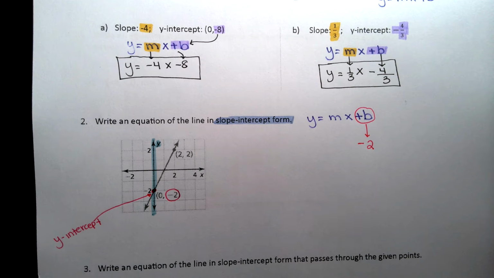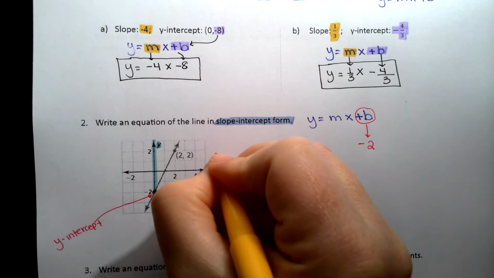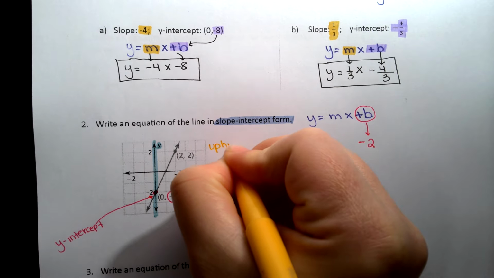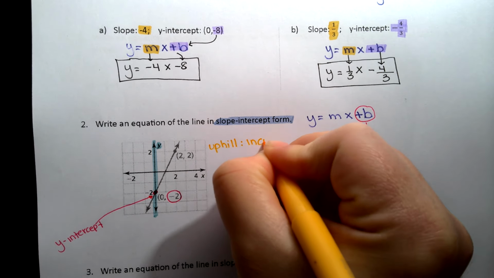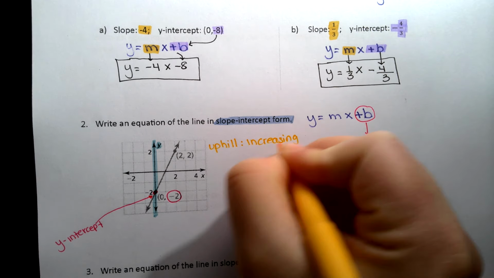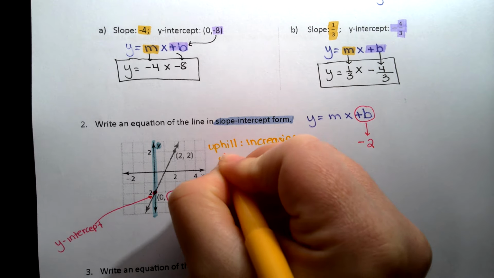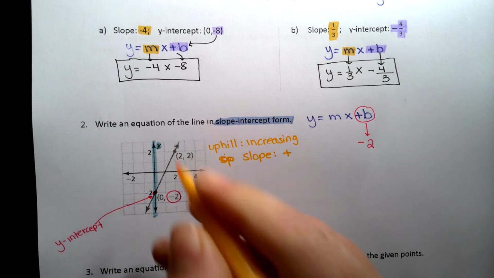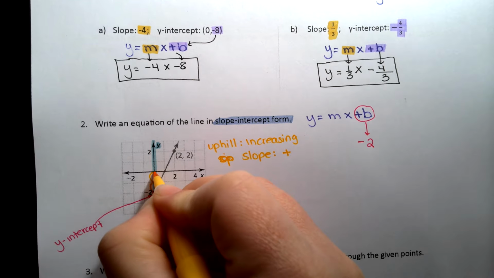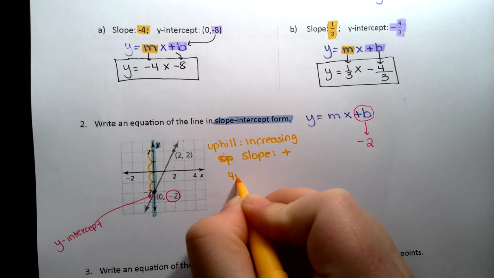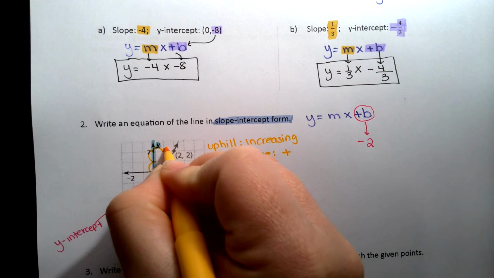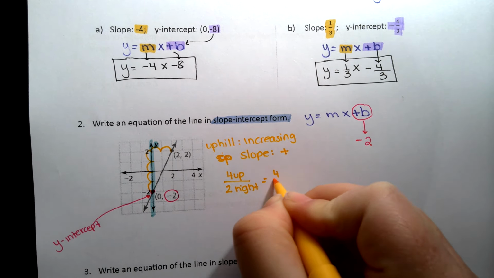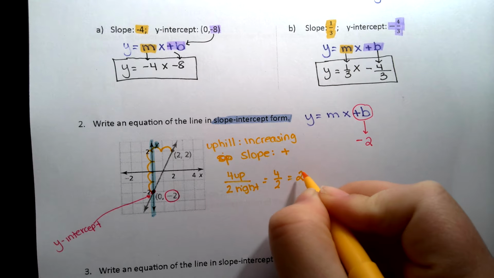So we're going to go rise over run. So you're always going to ask yourself, is this increasing or decreasing? We are going uphill. So that means we have an increasing slope, which means slope, let me write that out, is going to be positive. Now, how much up and over? Well, let's count 1, 2, 3, 4 up, and 1, 2 to the right, 4 over 2, which gives me just 2 as our slope.